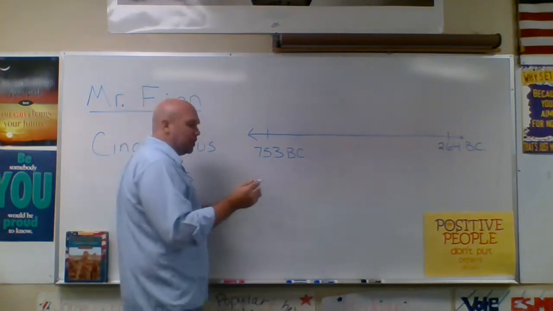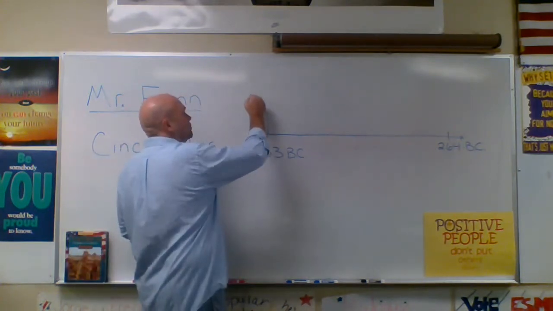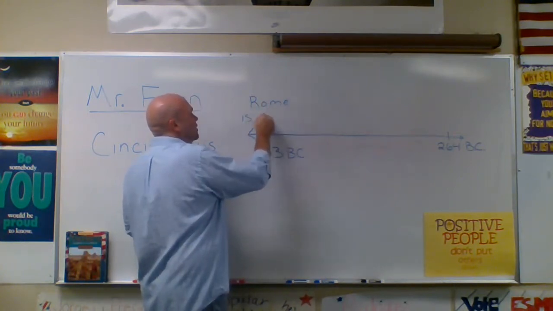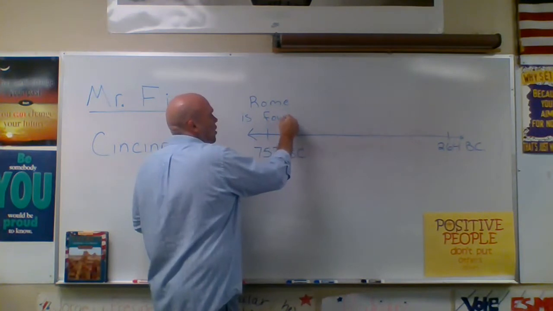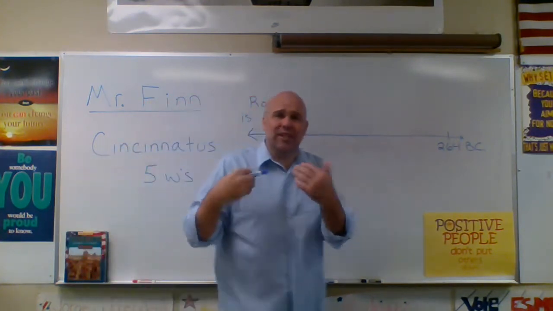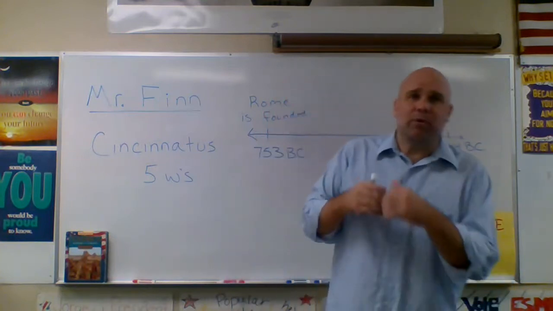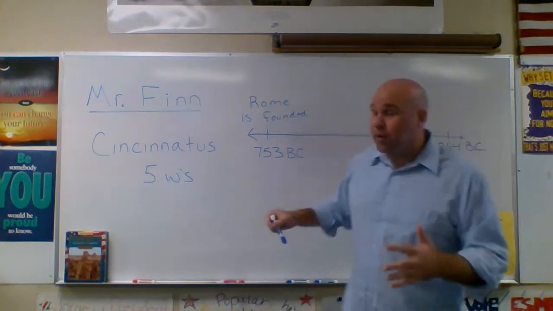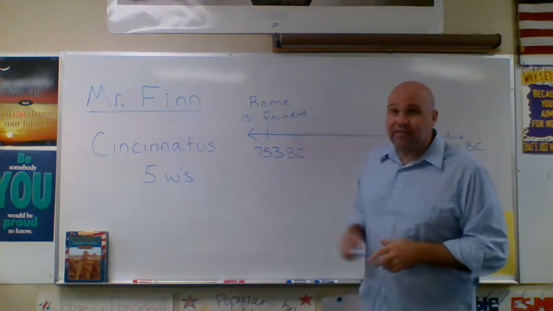This is going to be Rome, and this is what I want you to write. Rome is founded. Founded means that the city of Rome was created. So if I say something was founded on this date, that means it started on that date. So Rome begins in 753 BC.